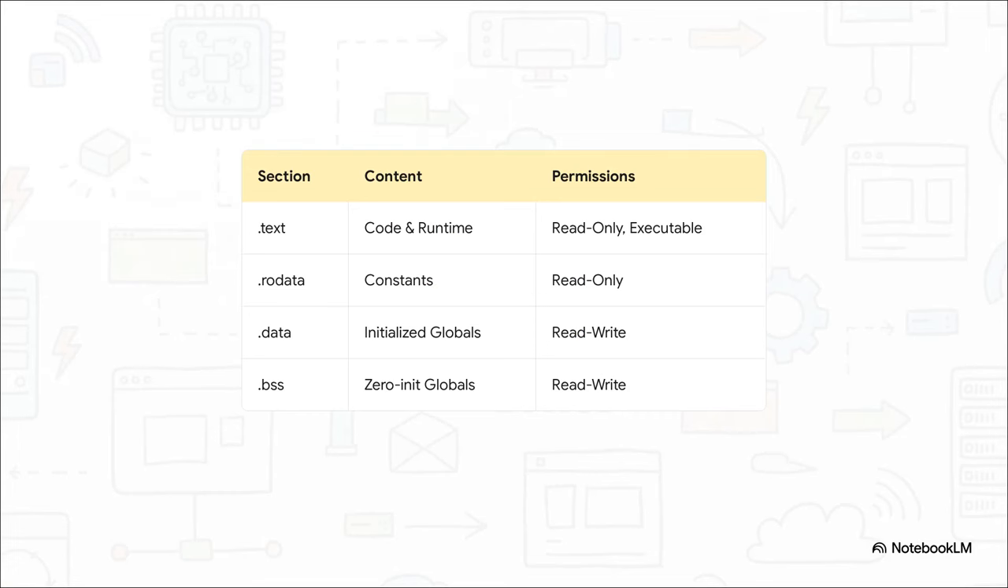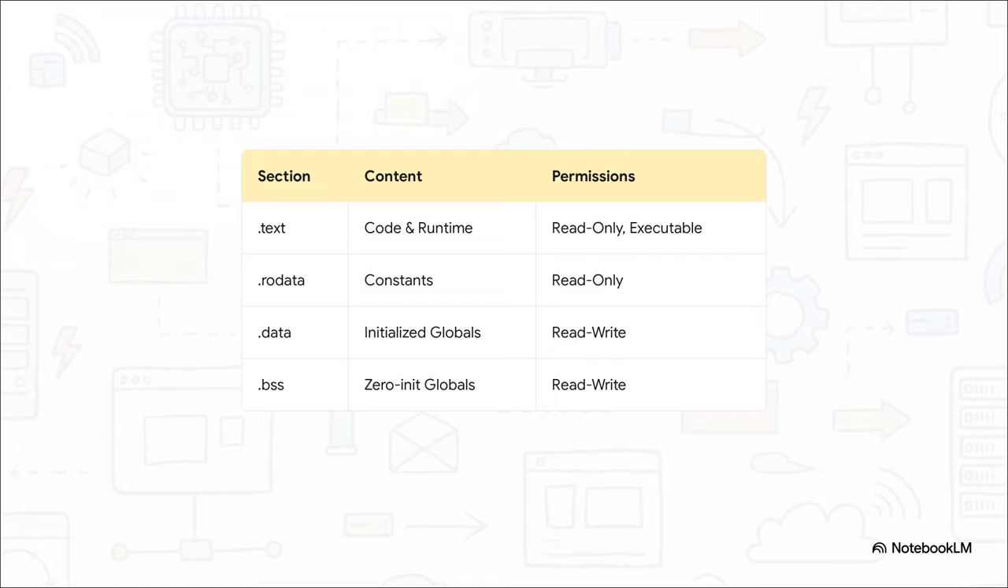So these three worlds are all neatly organized into standard, well-defined sections inside the executable file, in a format the OS totally understands. The .text section, that's where all the machine instructions live, both your code and the runtime's code. And critically, it's marked as read-only and executable. This is a super important security feature called W XOR X, or write XOR execute, which basically prevents an attacker from overwriting your running code with their own malicious stuff.